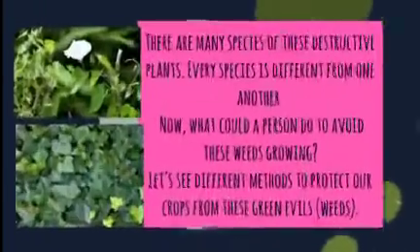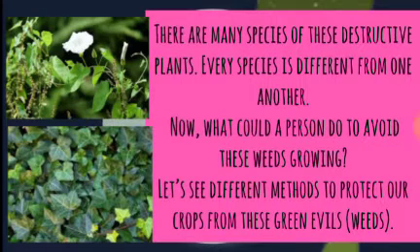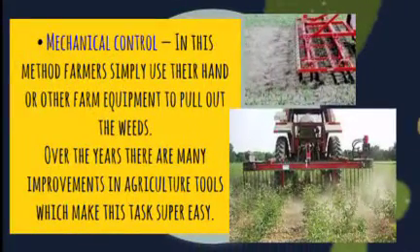There are many species of these destructive plants. Every species is different from one another. Now, what could a person do to avoid these weeds growing? Let's see different methods to protect our crops from these green evils, that is, weeds. Number 1. Mechanical control. In this method, farmers simply use their hands or other farm equipment to pull out the weeds. Over the years, there have been many improvements in agricultural tools which make this task super easy.